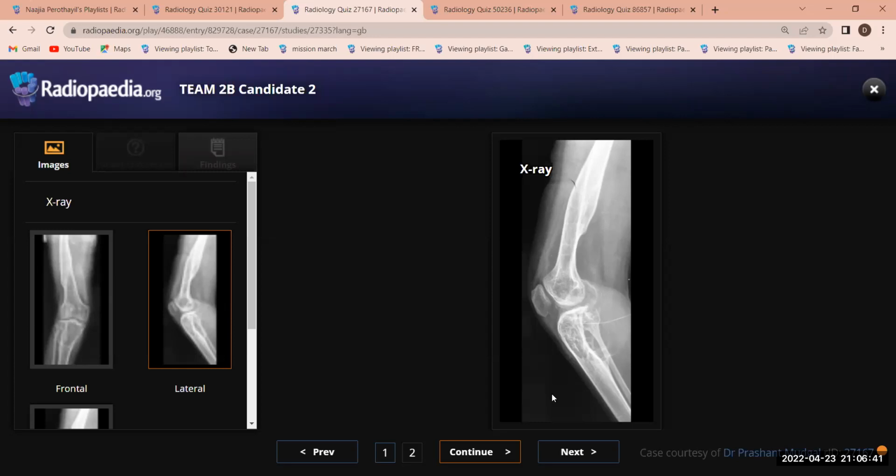Okay, what would you be looking for in the MRI? In the MRI, we would be looking for any associated hemorrhages or soft tissue abnormality as well. Okay, let's go to the next case.